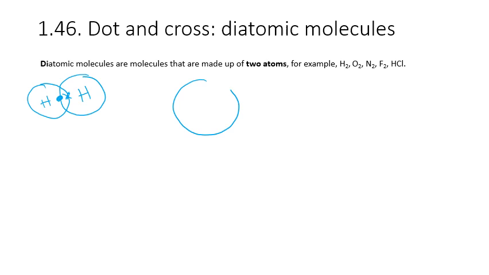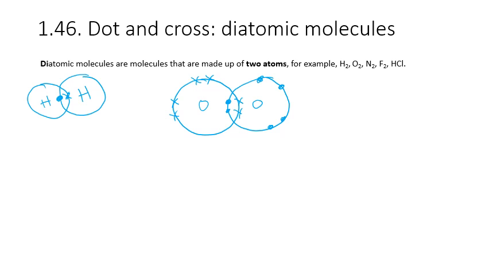Oxygen. Oxygen is in group 6. It forms O2. There are 6 electrons in the outer shell of each oxygen atom. Each one requires 2 extra electrons, and so what they do is each one donates 2 electrons to the bond, as you can see here.